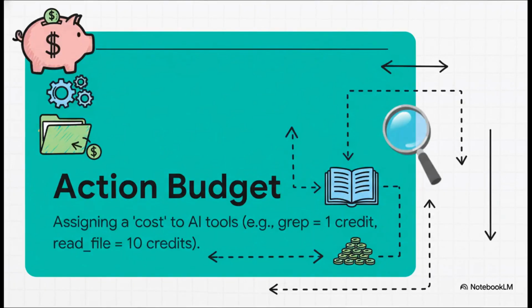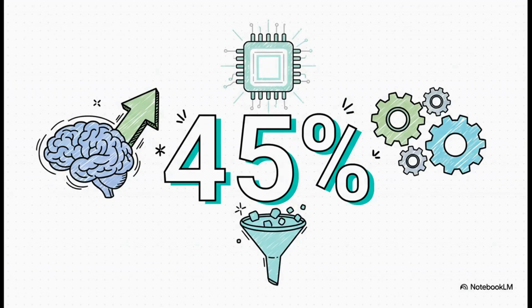Now, here's a really cool bonus tip, especially if you're building your own agents. It's called an action budget. Basically, you assign a cost to different tools. Think of it like a video game. A simple grep might cost 1 credit, but a full read file could cost 10. What this does is it forces the LLM to stop being lazy and actually think strategically about the most efficient tool for the job.